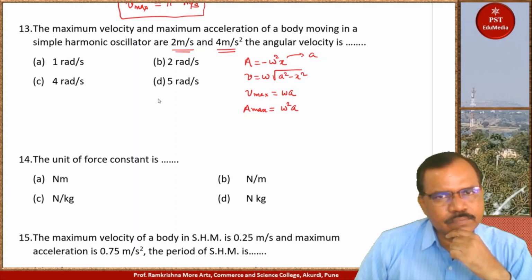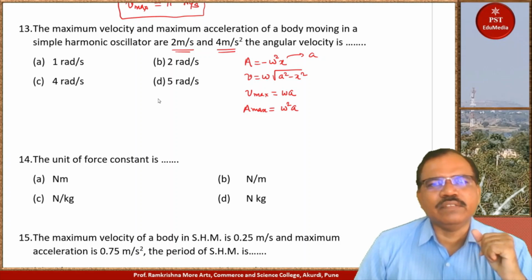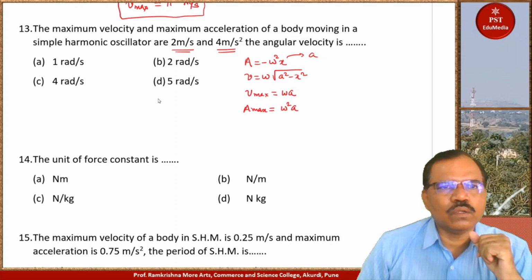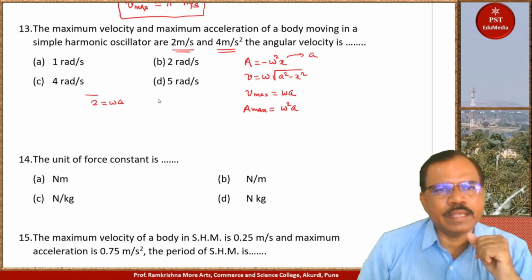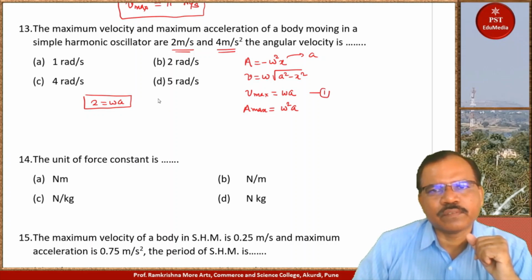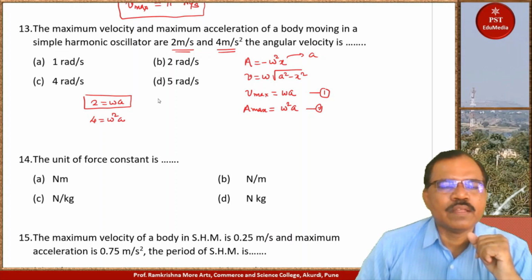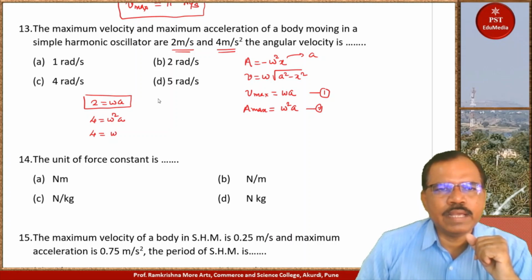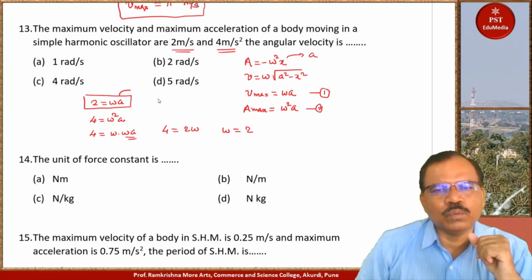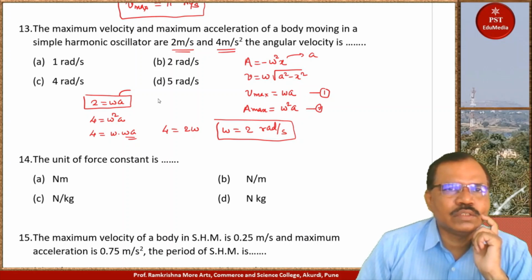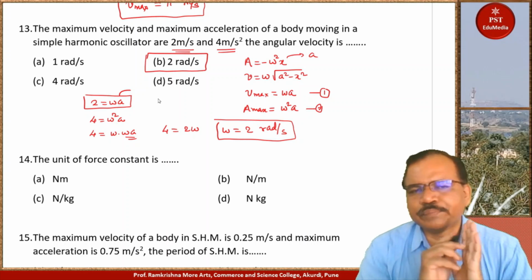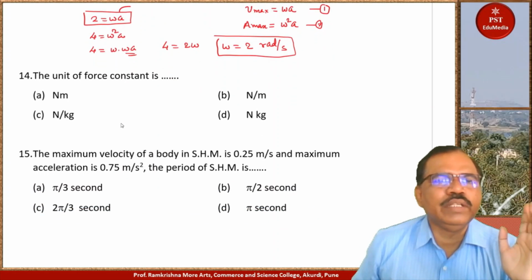Now here V max is given and A max is given. So we get 2 is equal to omega into A from the first equation, and from the second equation, 4 is equal to omega square into A. Now I can write 4 is equal to omega into omega A, and we know omega A is 2. So 4 is equal to 2 omega, so omega is equal to 2 radians per second. This is the angular velocity and this is your answer.